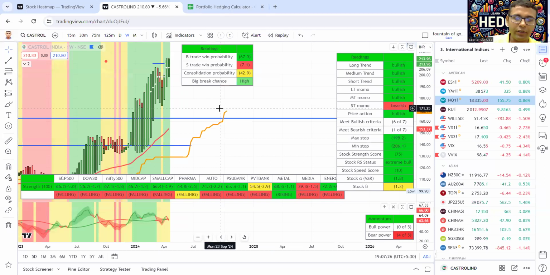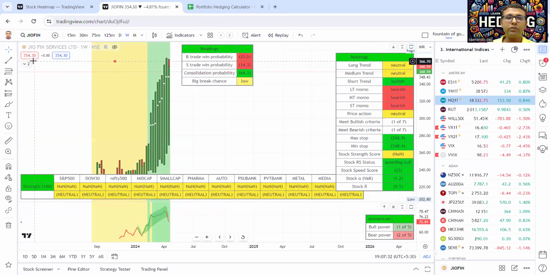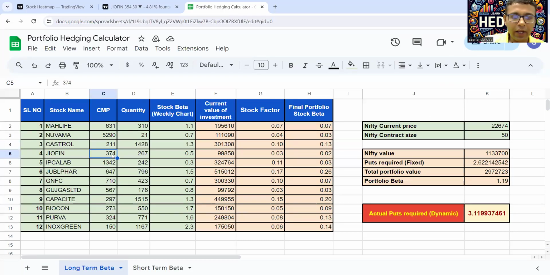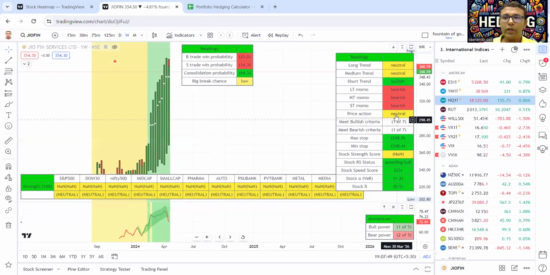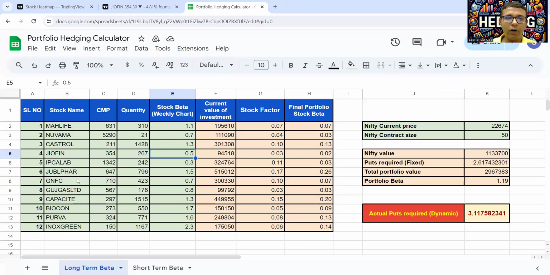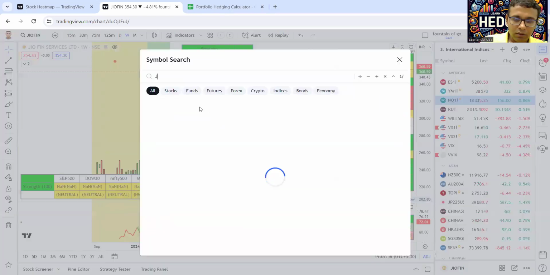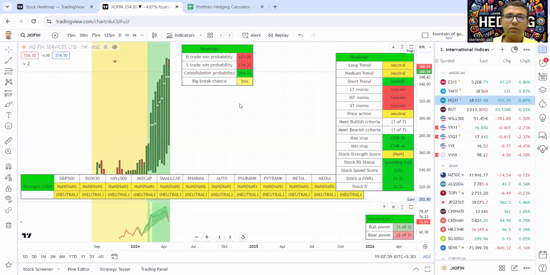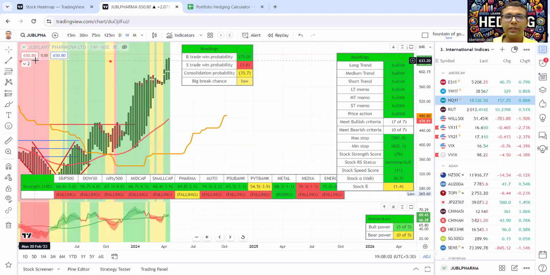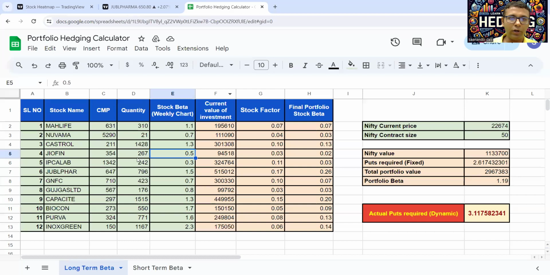Next हम लोग जा रहे हैं Geo Financial Services. So Geofin, which the price is 354 and stock beta of 0.5. So we have Geofin at 354 and stock beta of 0.5. Fine. So next जो है हमारे Jubilant Pharma, GNFC, Jubilant Pharma. And Jubilant Pharma current price 651, stock beta of 1.4.